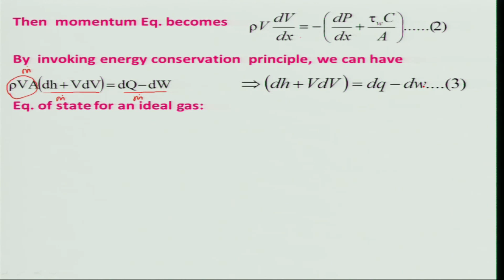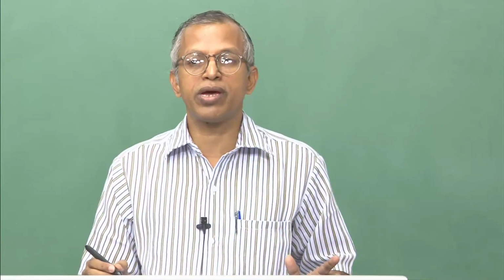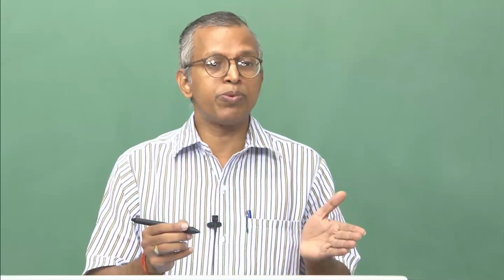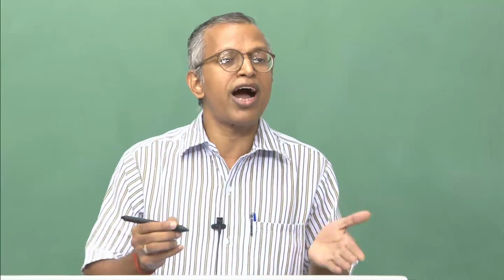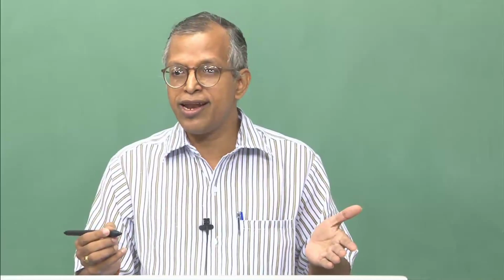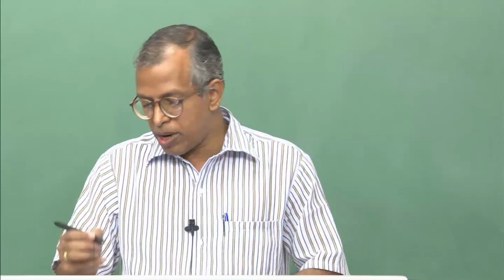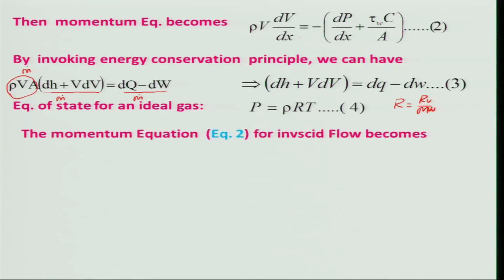So, now we will have to invoke the equation of state for an ideal gas, which we already know, P is equal to rho R T. Keep in mind that this R is the specific gas constant. That means, this is equal to Ru by molecular weight, right. Universal gas constant divided by molecular weight is the specific gas constant. That means, this specific gas constant will depend on the kind of fluid you are handling. If it is air, it will be 287, right. Some number I am just telling, but it will be different for different gases.